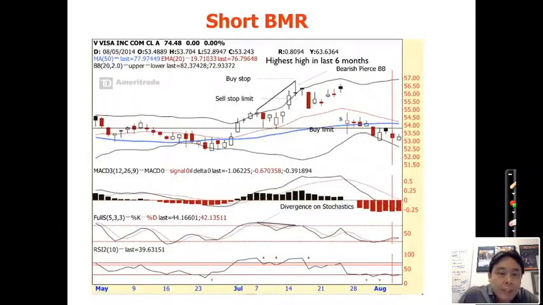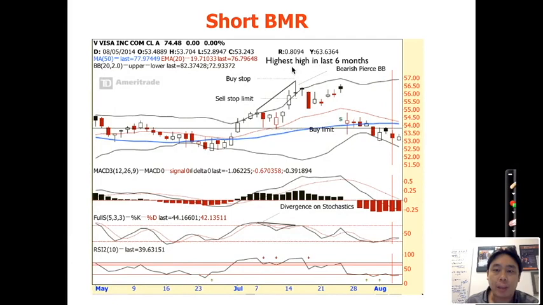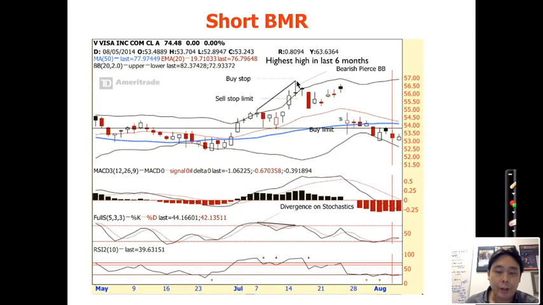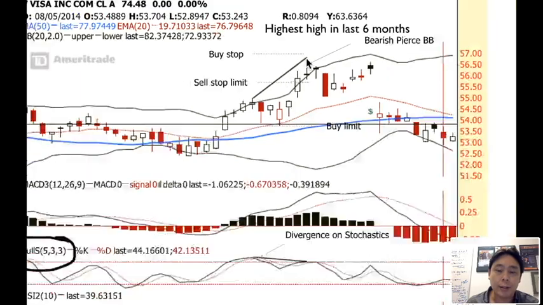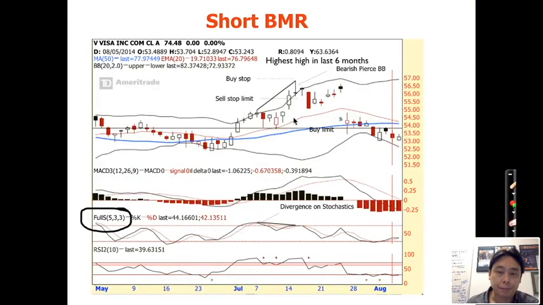Right, time to look at a couple of examples. First, let's take a look at Visa. Here's a great short BMR setup. Again, look at the price rising rapidly to a new 6-month high, the highest high in the last 6 months. Bearish pin bar appearing outside the Bollinger Bands. We have got a bearish divergence happening on the stochastics. As you can see, price making higher highs, connecting 2 swing highs, and on the indicator making lower highs. So we've got a bearish divergence.